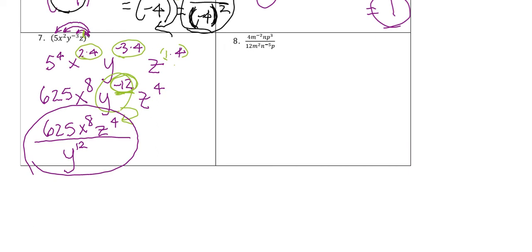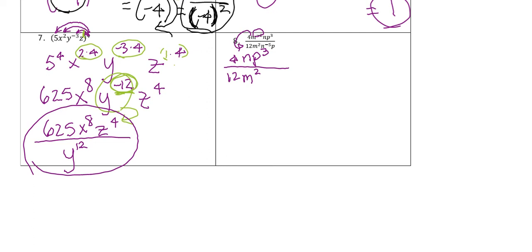And last one, lots of things going on here. There's a couple ways you could do this, but I will show you how I would do this. So first of all, 4 over 12 are our coefficients. I'm going to keep that as 4 over 12. I'm going to get rid of the negative exponents. So m to the -2 power, that term is going to go on the denominator. So we're going to have m to the +2 power. Up top, n p cubed, that can stay on the numerator.